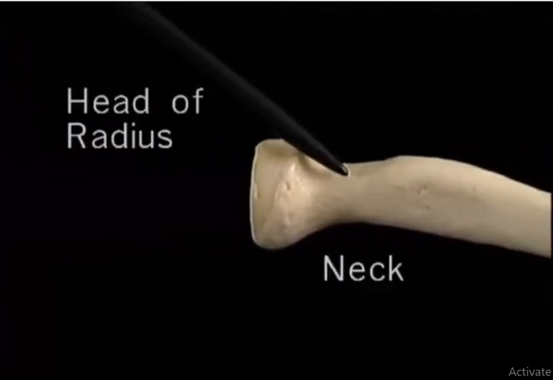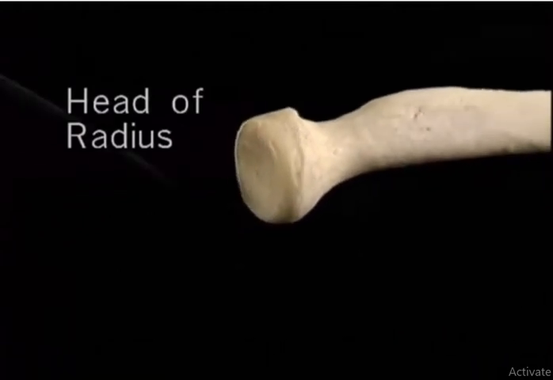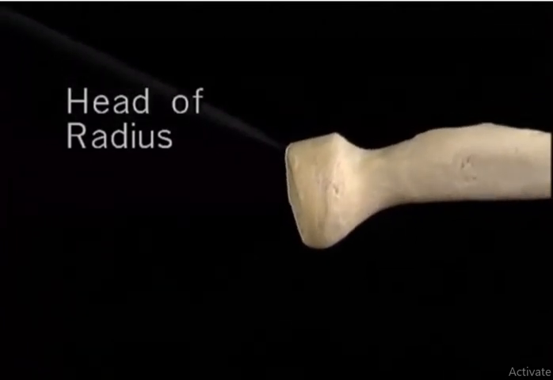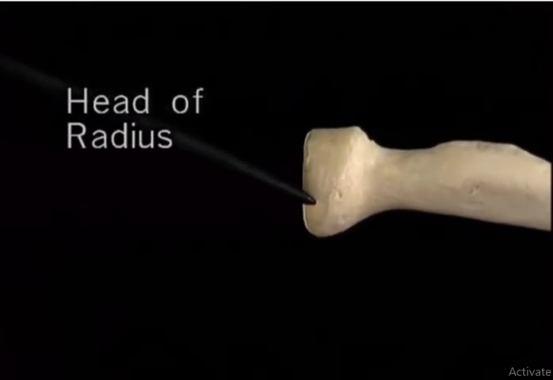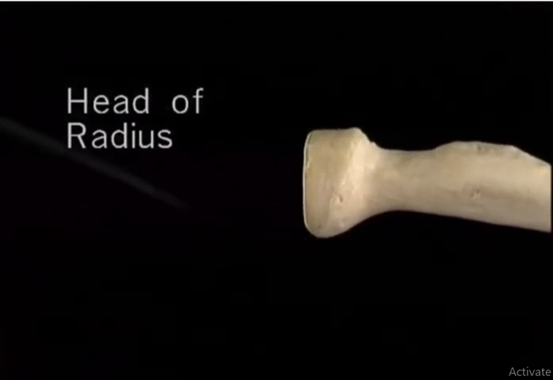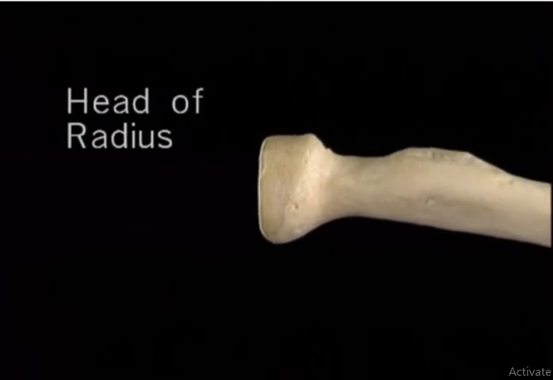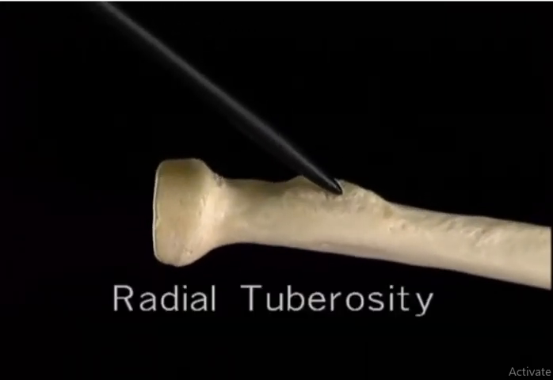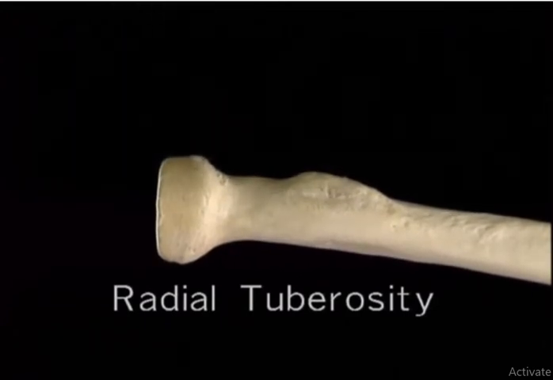This is the head of the radius. This is the neck. The end of the head articulates with the capitulum of the humerus. Its curved side articulates partly with the radial notch of the ulna and partly with the ligament that surrounds it, as we'll see. Just distal to the neck is the radial tuberosity, which is the insertion for the biceps tendon.